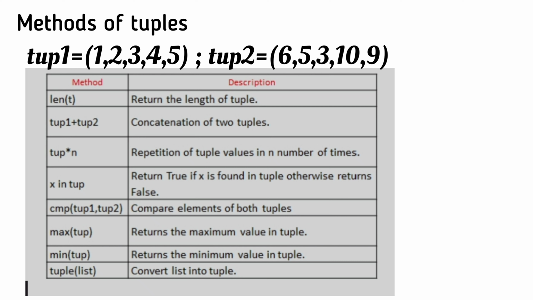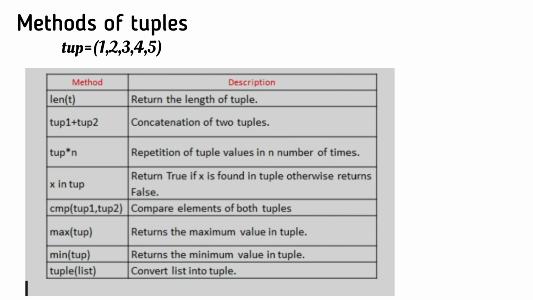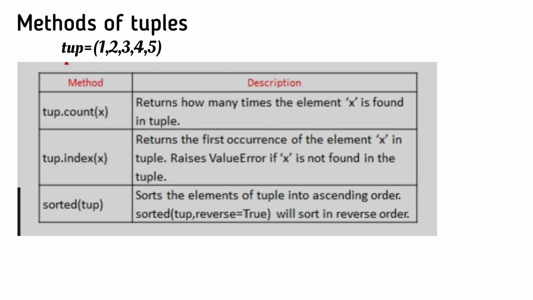Take tup1 equal to 1, 2, 3, 4, 5 and tup2 equal to 6, 5, 3, and 9. Here I compare both tuples. We get 3 and 5 as common. The maximum of tup gives the value 5, and I print the minimum of tup. We get 1 as the minimum value. And if I print list of tup, the tuple is converted into a list.